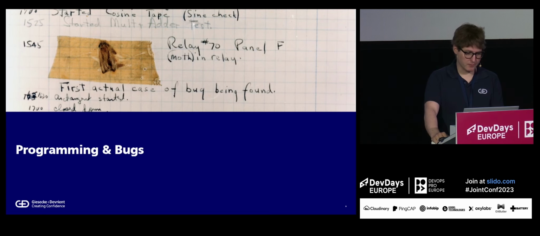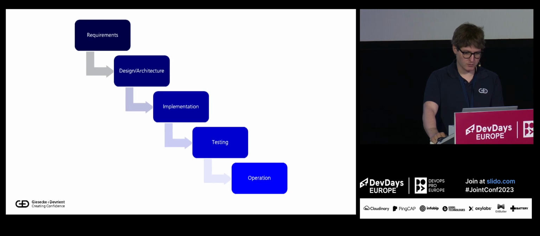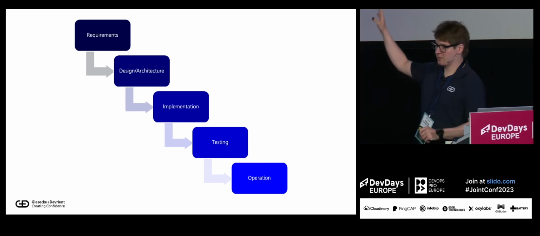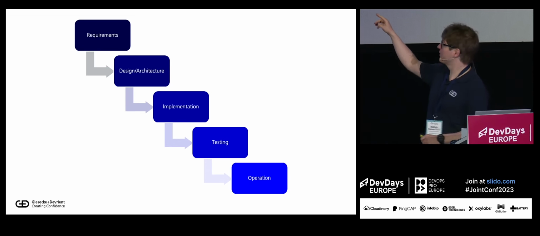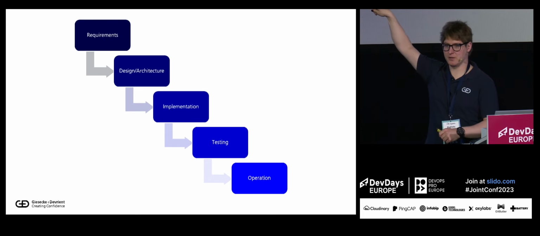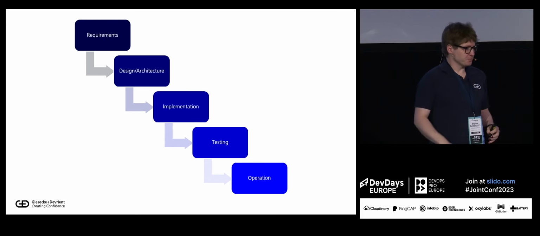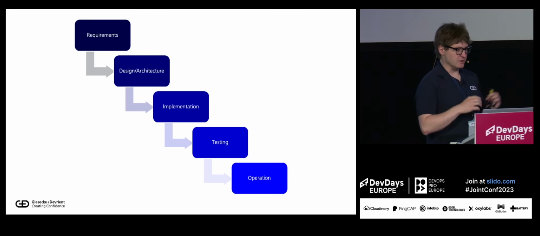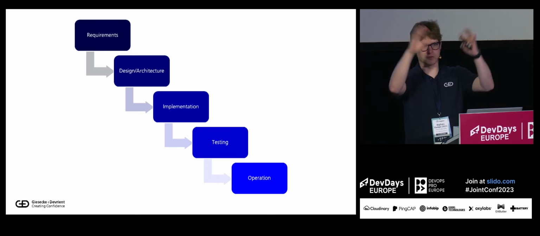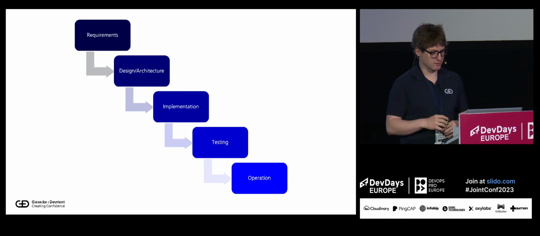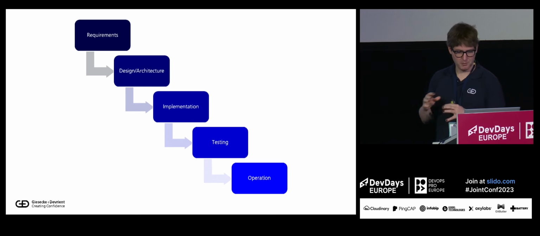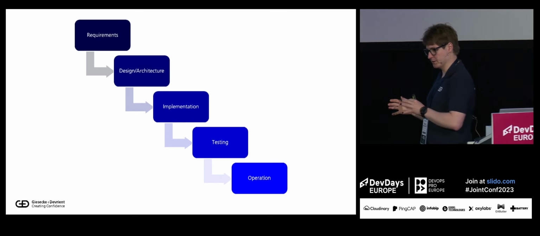Before I talk about bugs, I want to talk about the typical workflow, how we develop software. This is not very agile, this is somewhat waterfall, but just put a feedback loop in there and you have it agile. But generally speaking, we start out from some requirements, then we go into the design or the architecture. Architecture if it's on a large scale, design if it's on a smaller scale. Then we implement and we test and then we operate.